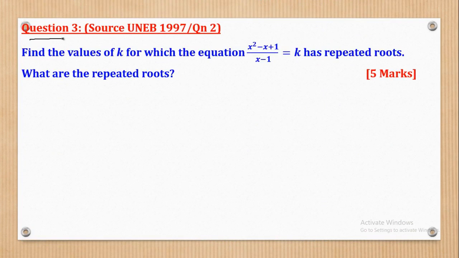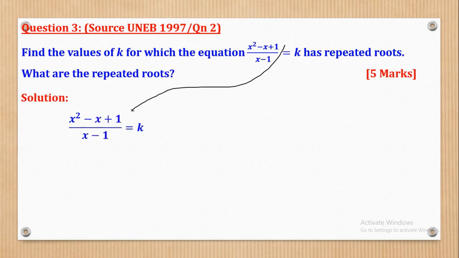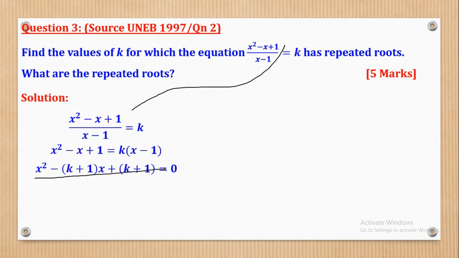So now we shall go to question 3, which came from UNEB 1997, paper 1, question 2, and says, find the values of k for which the equation has repeated roots. Then they asked, what are these repeated roots? So first write the given equation, then cross multiply, and after that rearrange and collect like terms to come up with a quadratic equation.